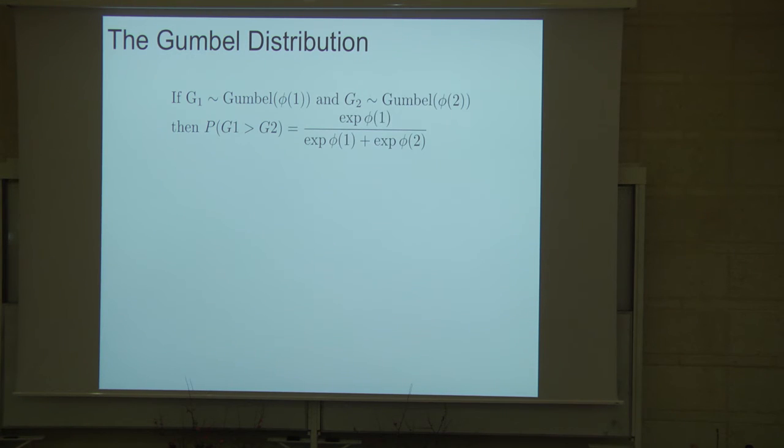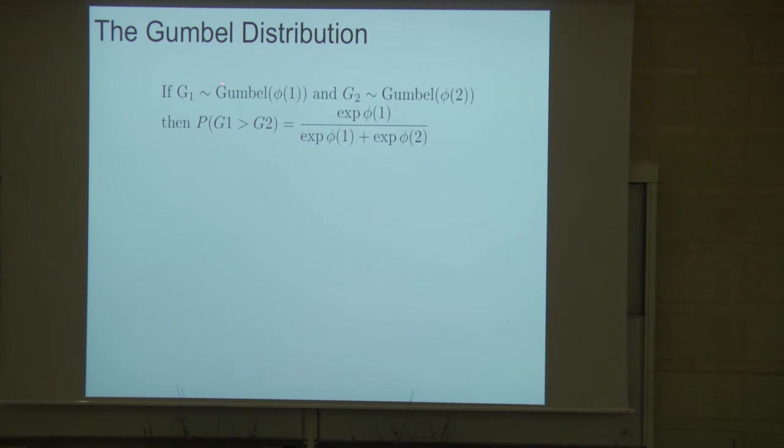Another really interesting property that Gumbel distributions have is this: if you look at the probability that one Gumbel-drawn variable is the argmax amongst a set of Gumbel random variables, then it behaves like a softmax. So if we have a Gumbel drawn with location equal to phi 1, and another Gumbel with location equal to phi 2, then the probability that the first Gumbel is bigger than the second one is this familiar expression you've probably seen before, which is the softmax. I won't prove this one, but it follows in the same way. You can write down the expression for the argmax, compute an integral, and you get back to this.